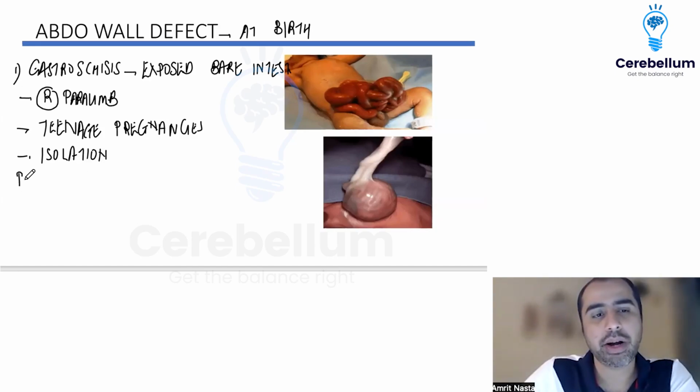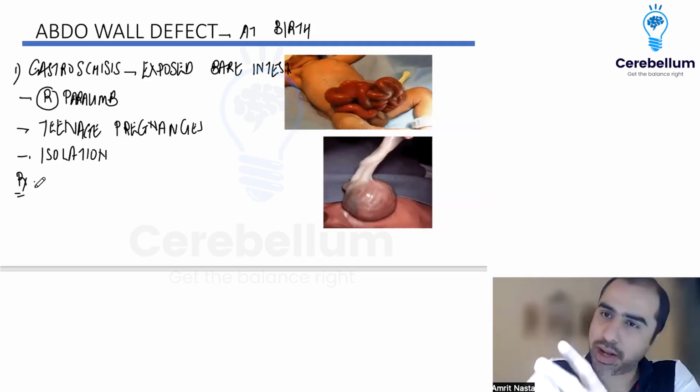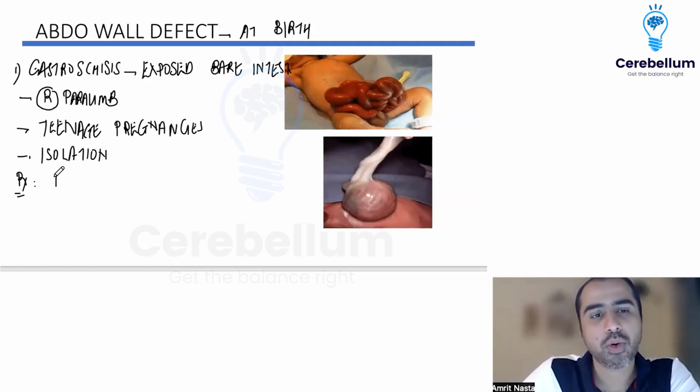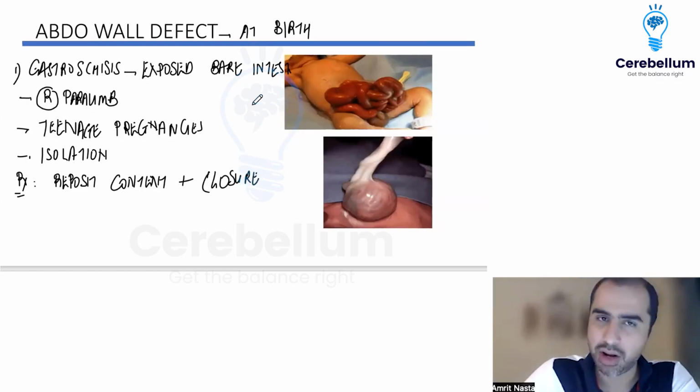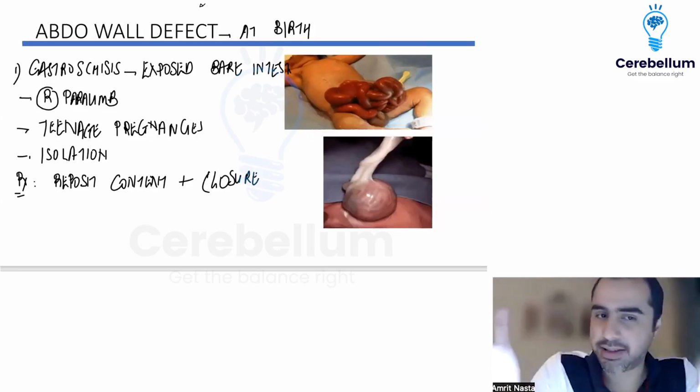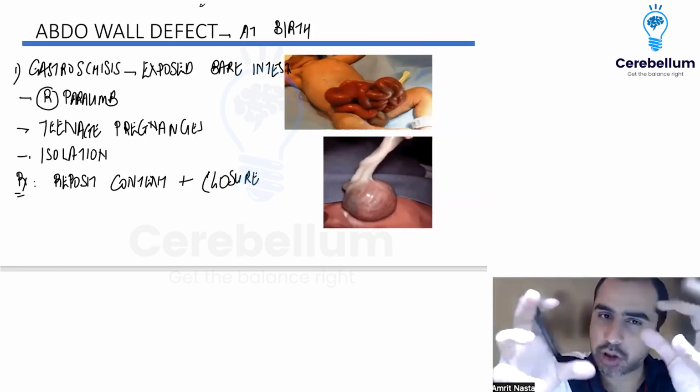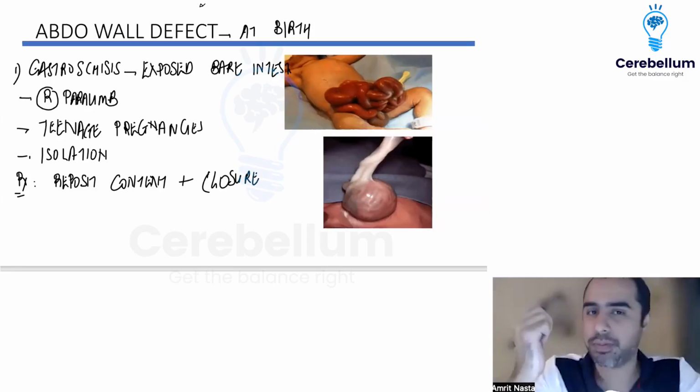And how do you treat it? Depending on how big the defect is, you have to reposit the contents and close the abdominal wall. So obviously the treatment is going to be surgical closure of the abdominal wall, depending on how big the defect is. So slowly, slowly put it inside and close.